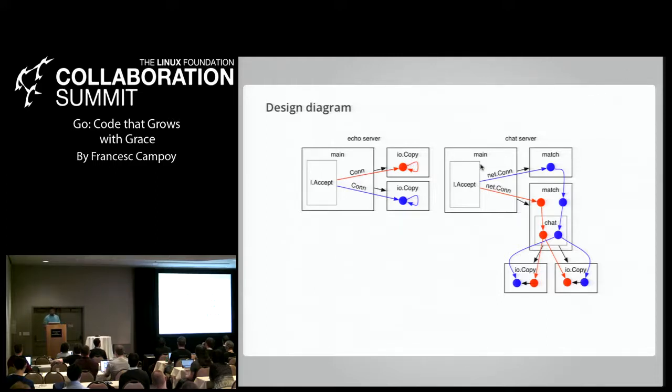What we're going to do is something pretty similar. The main function is going to be doing exactly the same, doing accept, and every time it does accept, instead of calling copy, it's going to be calling match. And when we have at least two different Go routines trying to match, somehow we're going to be able to make them communicate and choose only one that is going to handle the copy in both directions.